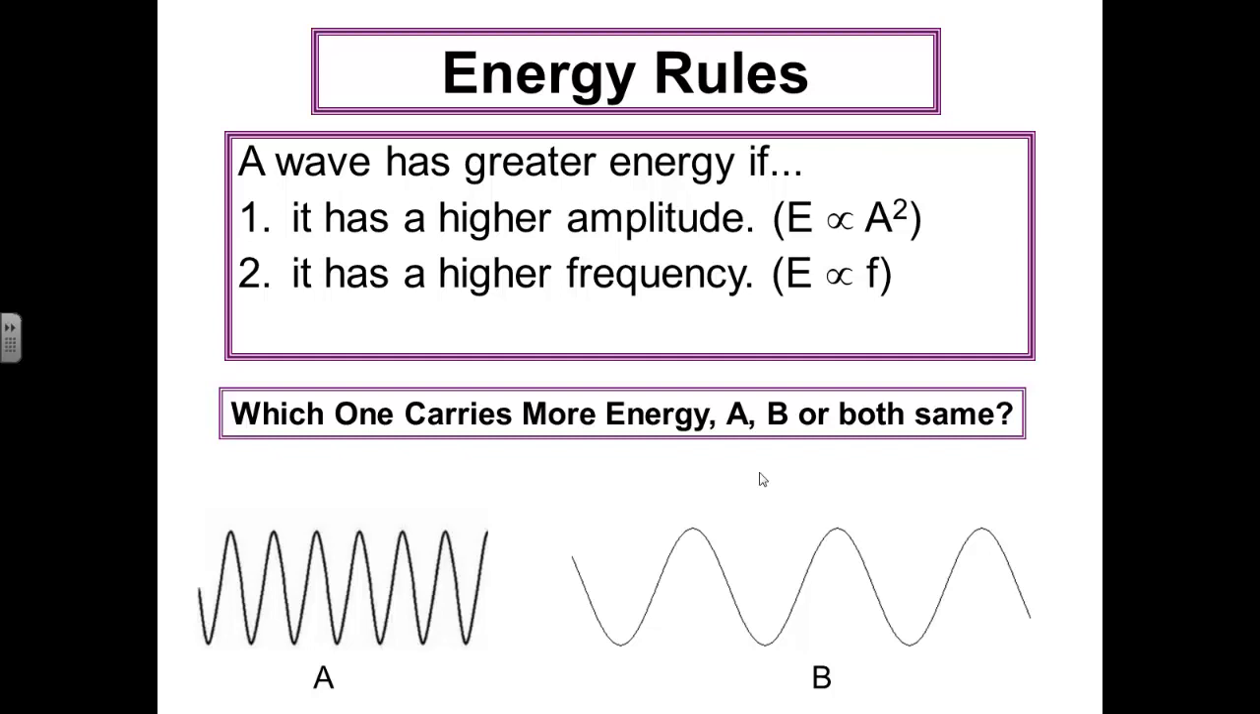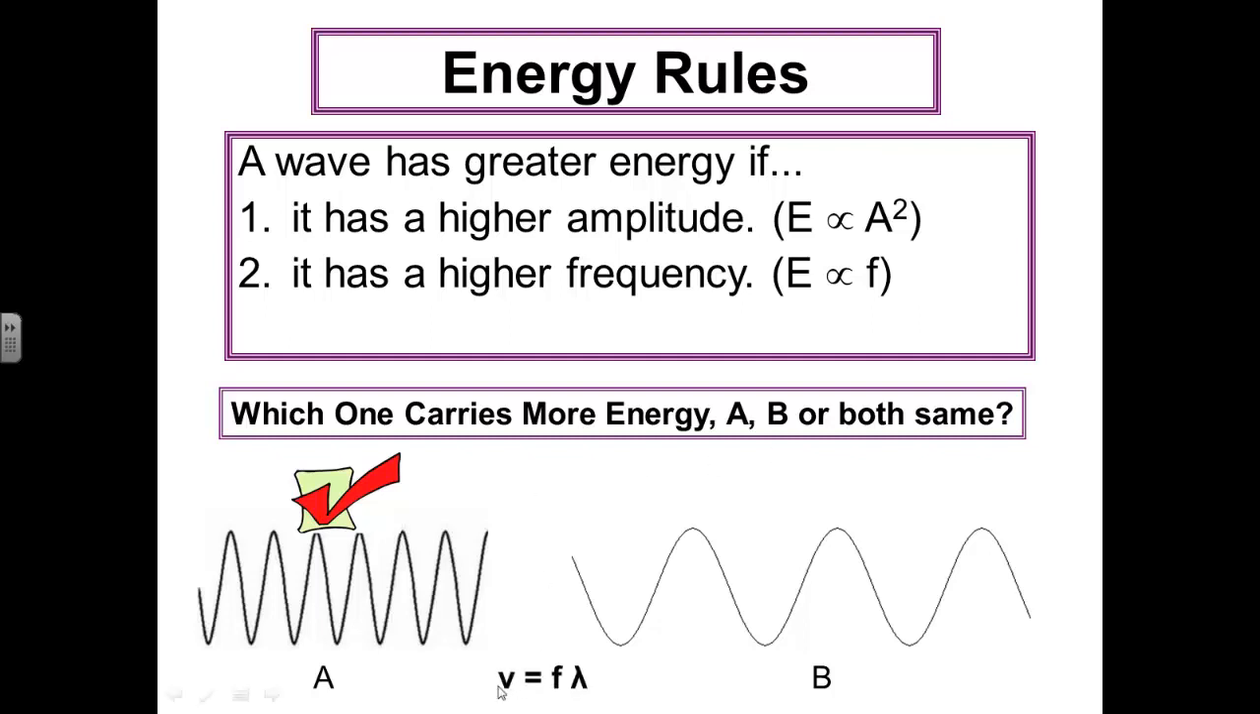Now A has a very short wavelength. There are many that pass in a second, so it's going to have a high frequency. So the one that has the highest energy is this one, basically because it has a high frequency, and the one on the right, B, has a low frequency because it has a very long wavelength.